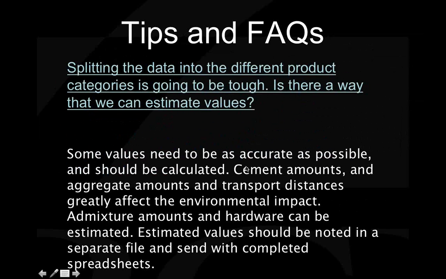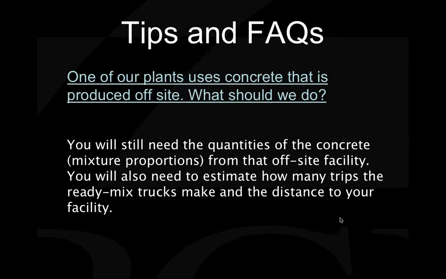So this is what I was mentioning. The cement amounts, the aggregate amounts, and the transportation distances are the most important. Those really need to be right on. Admixture amounts and hardware can be estimated. You need to note those, though, and pass that on to us so that we can make a note in the report. And if you don't know whether something should be actually calculated or estimated, call me or email me, and I will tell you what to do with those.